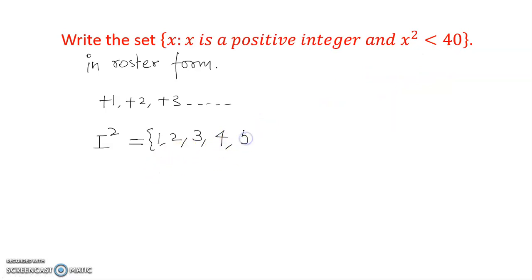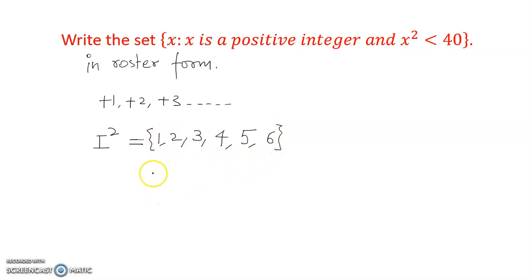Then I'm going to write the next integer after 4, which is 5. The square of 5 is 25, which is less than 40. Then I'm going to write 6. The square of 6 is again less than 40, it is 36. But if I write 7, the square of 7 is going to be 49, which is more than 40. So I'm going to stop here and this will become my set.